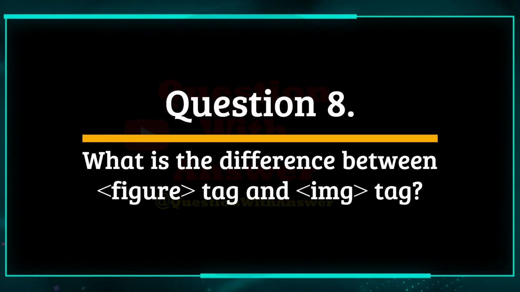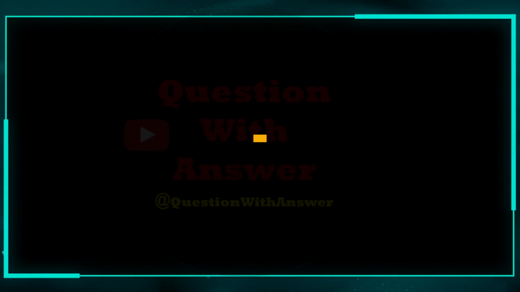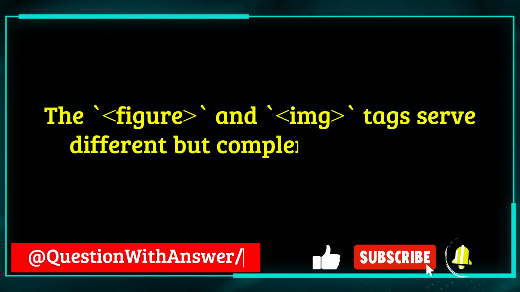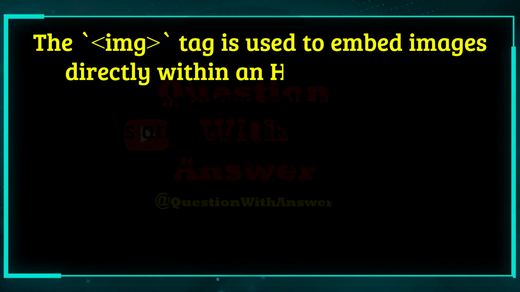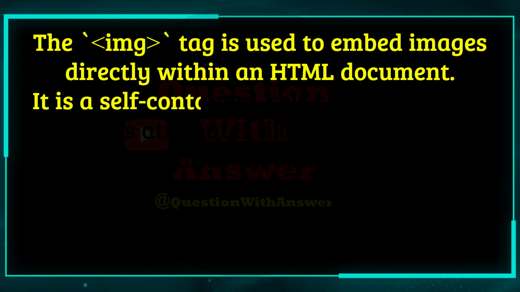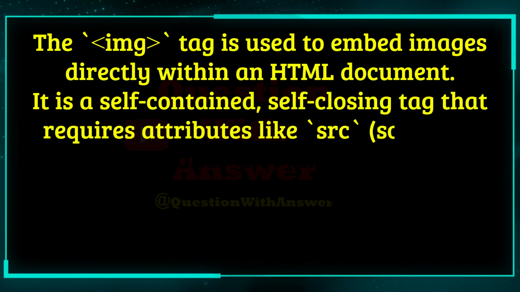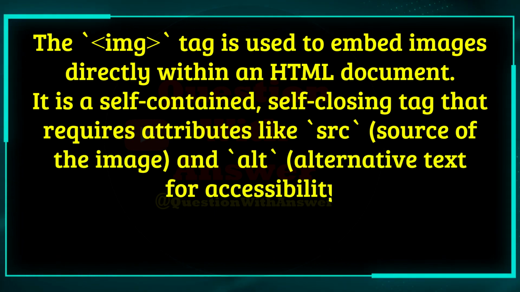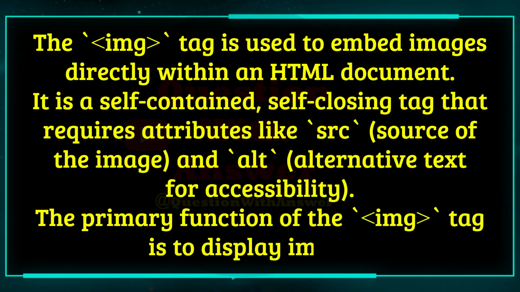Question 8. What is the difference between figure tag and img tag? Answer. The figure and img tags serve different but complementary roles in HTML. The img tag is used to embed images directly within an HTML document. It is a self-contained, self-closing tag that requires attributes like src, the source of the image, and alternative text for accessibility. The primary function of the img tag is to display images.